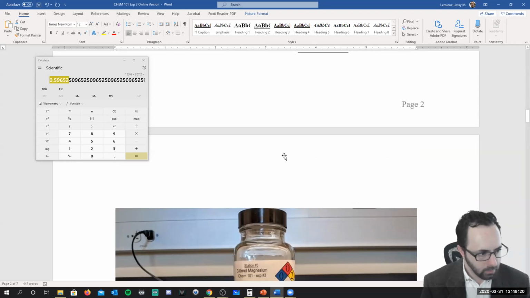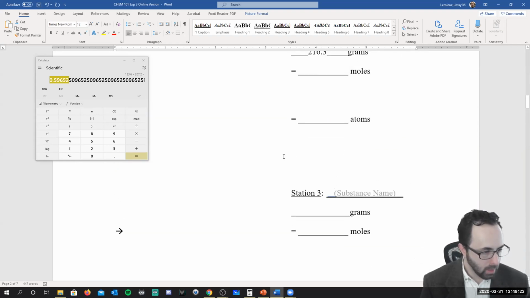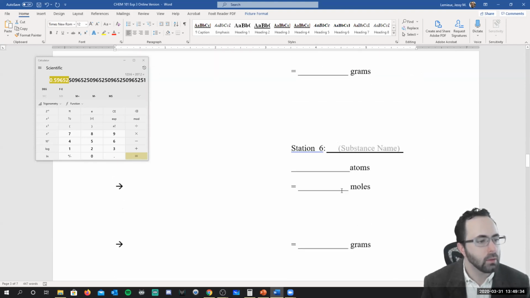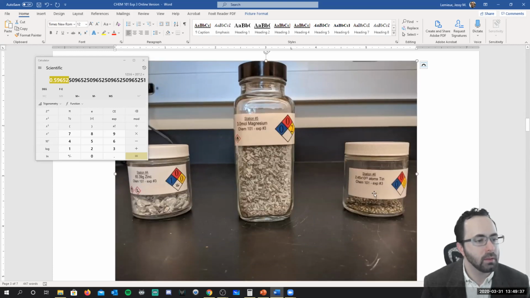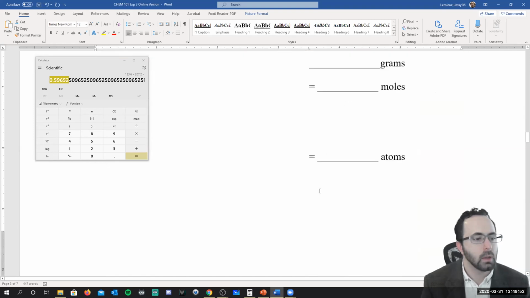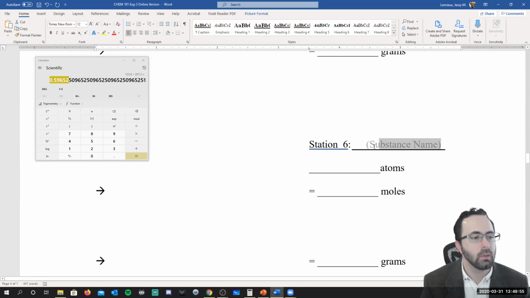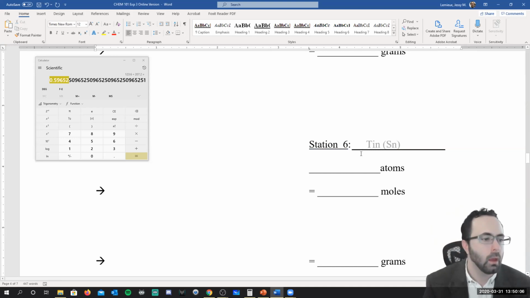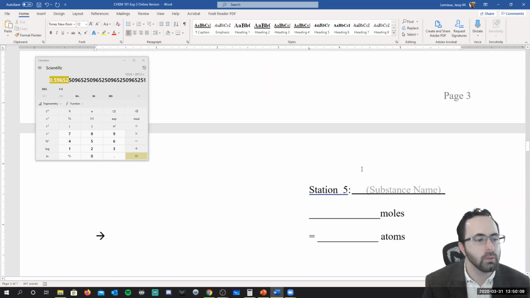So you'll continue to do these types of conversions. A lot of people, so the next few stations here are these ones. A lot of people get hung up on station 6. So I'll say something about station 6. If we look at station 6, it has what's said here is 2.45 times 10 to the 23rd tin atoms on the picture there. So I will write that in on station 6. My substance is tin, which is Sn, capital S. Okay. And our atoms is 2.45 times 10 to the 23.